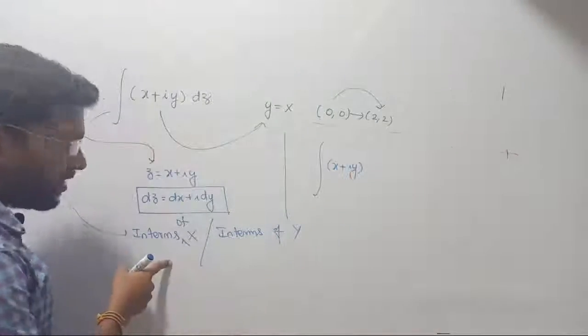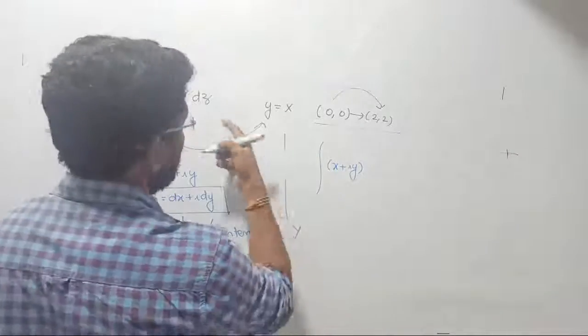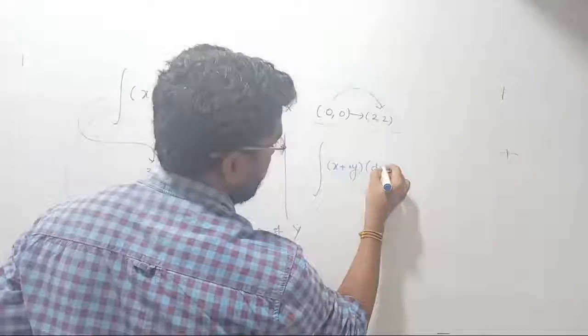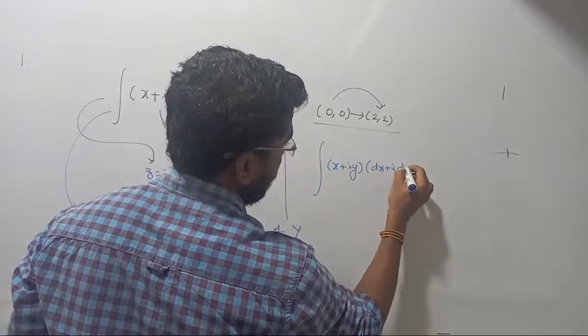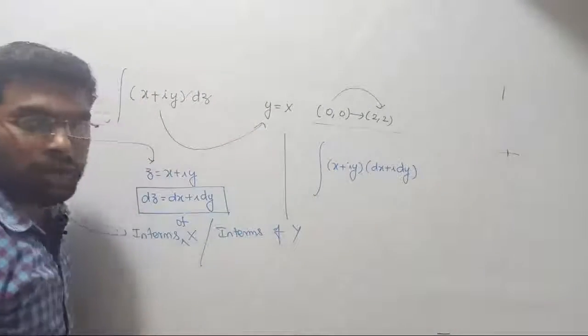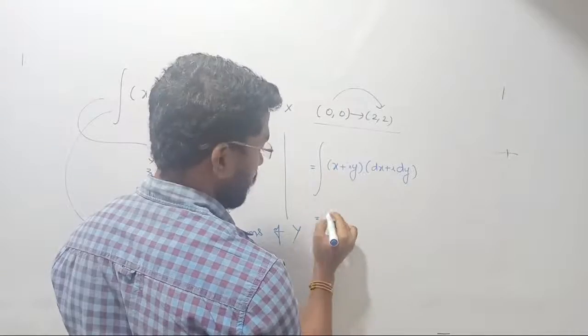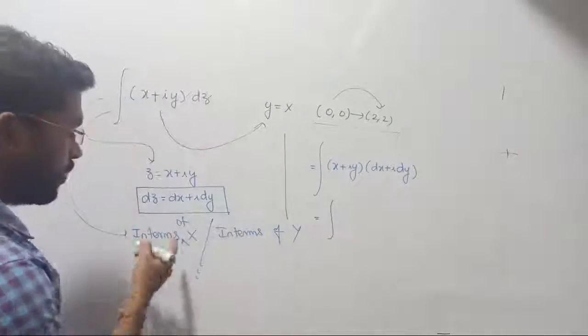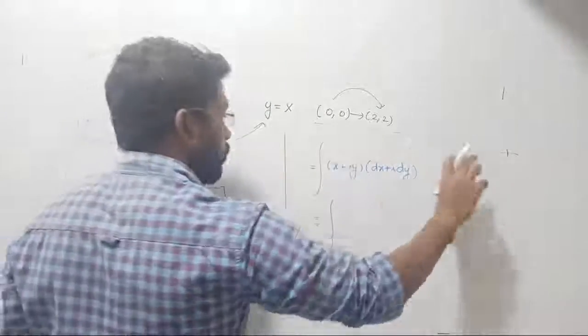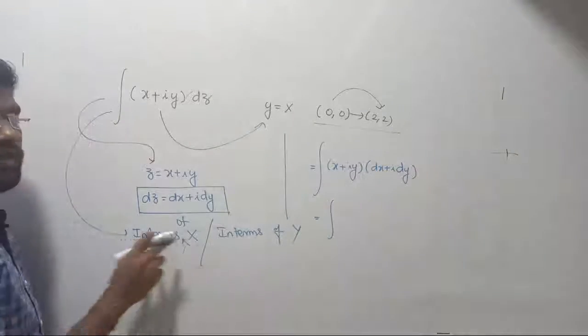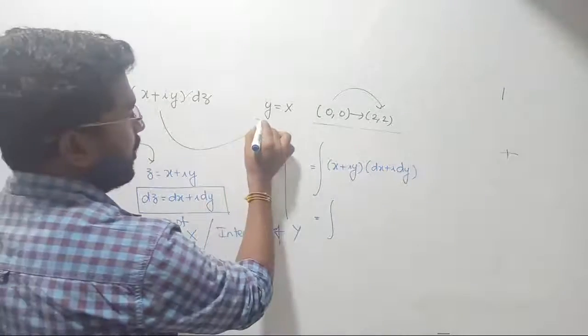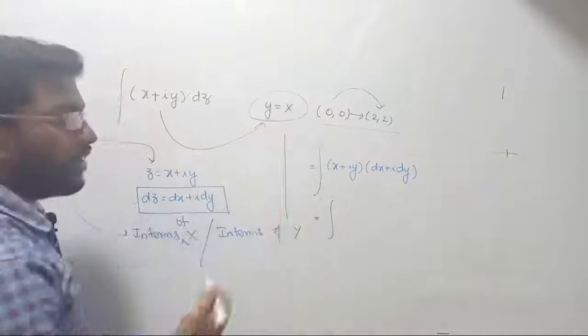Shall we write in terms of x? Yes, to write in terms of x, dz can be replaced by dx plus i into dy. First step. Next, before proceeding further, let's complete. What did I say? After substituting, the total terms should be written in terms of x or in terms of y. How do we write that? For that they have given this line equation. You have to interpolate this line equation inside.